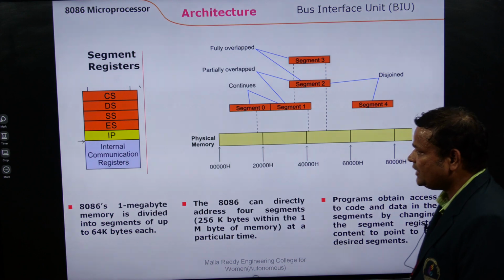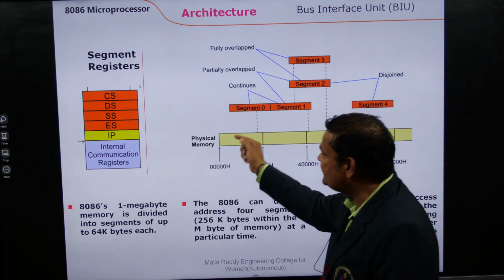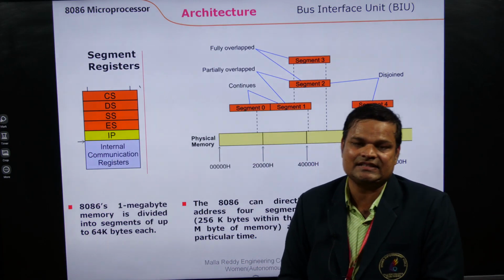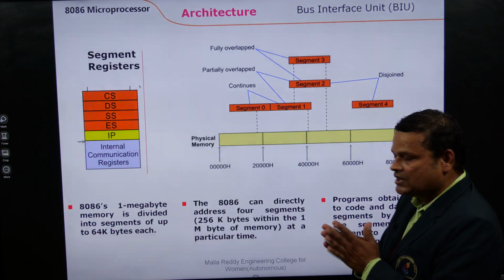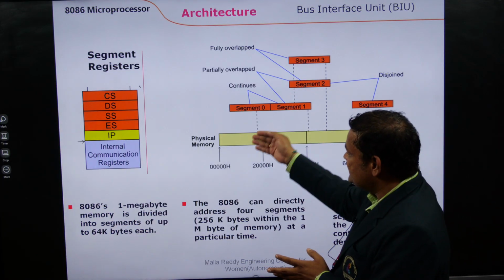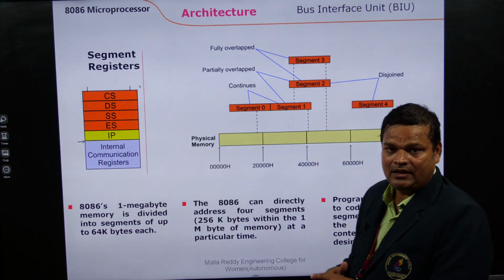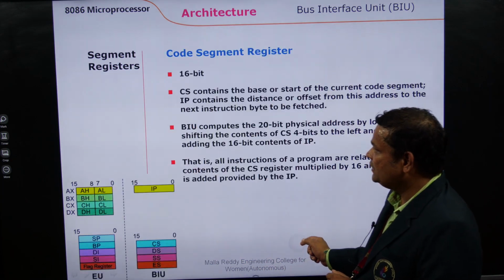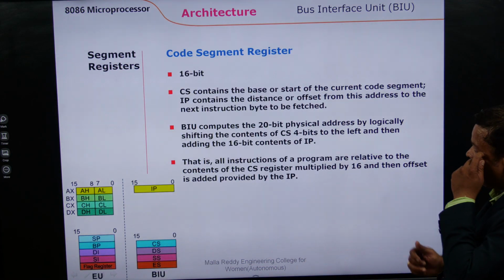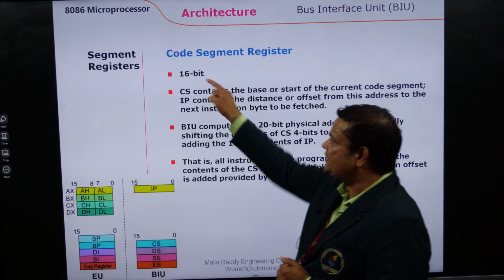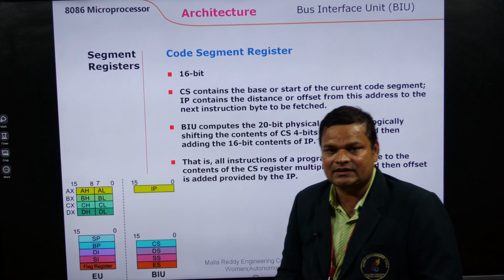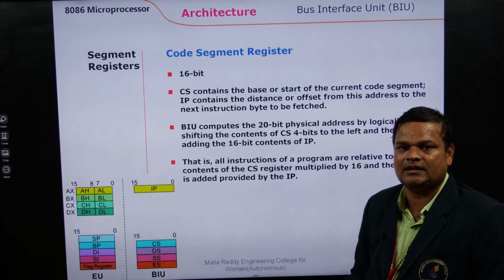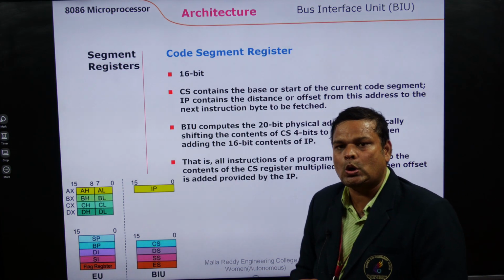Next come the segments. As we said, the complete 1 MB memory is divided into segments, and depending upon our storage data, we can use the segments separately or as overlapped segments. But the maximum size of each segment should not cross 64 kilobytes. The first one is the code segment. The code segment register is a 16-bit register. This code segment register gets combined with the instruction pointer to generate the 20-bit address. Generally the code segment register points to the code segment which holds the code of a program.